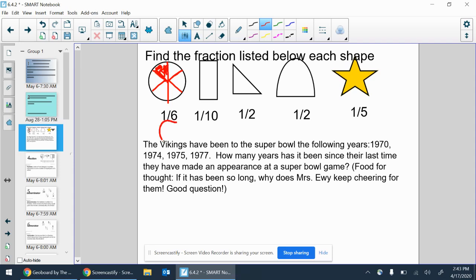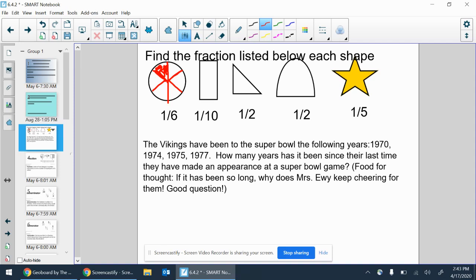I am really hoping we didn't see anything like this. These are not equal pieces. Ugh, that does not work. Do not do that. Okay? When it's a circle, it's really the best way to kind of split it this way.